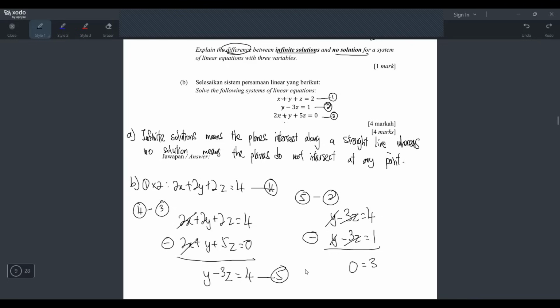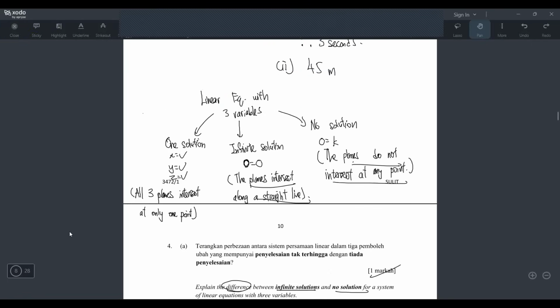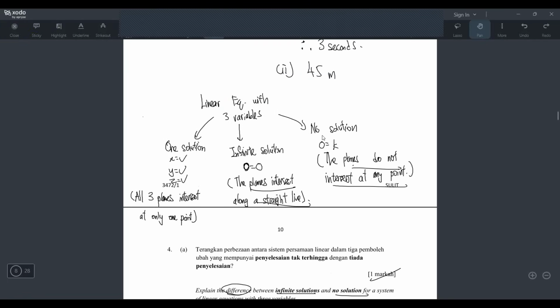Okay, you do everything correctly, but you end up with something weird like 0 equals 3. What does it mean? Do you remember my notes? If you end up with 0 equals a number, what does it mean? It means no solution. It means all the planes do not intersect at any point, right? But if you get 0 equals 0, that means infinite solution. And there is a difference between these two.